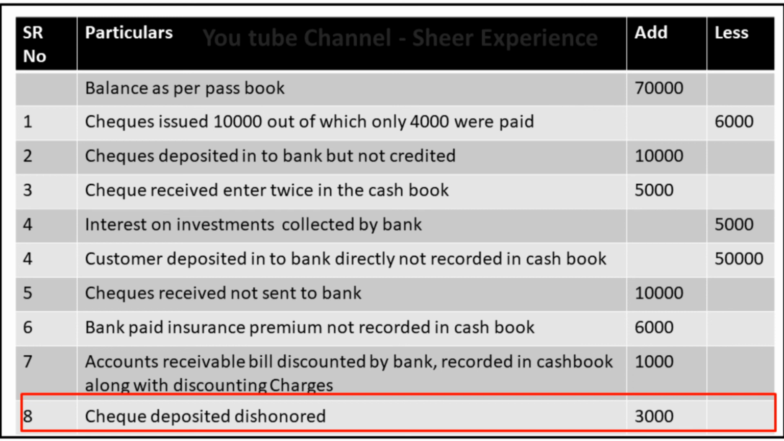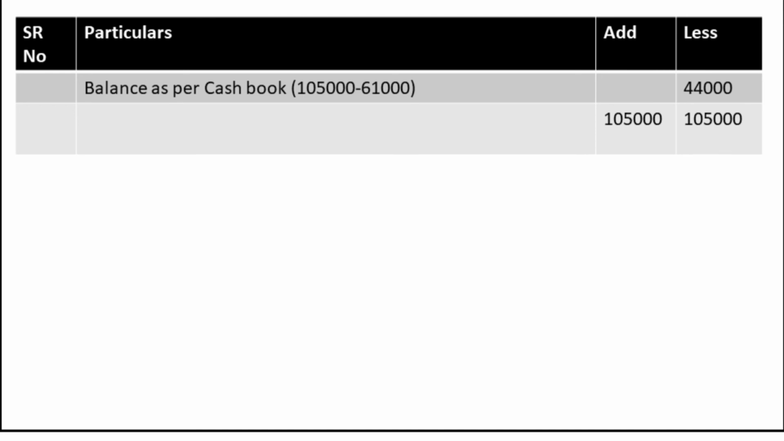Now we have recorded all the differences in bank statement. Now we will total the amounts in add column and less column. As per the rule, we have to mention the highest balance in both the columns. Here the highest balance is in the add column, that is 1,05,000. This amount we will mention in both the columns.